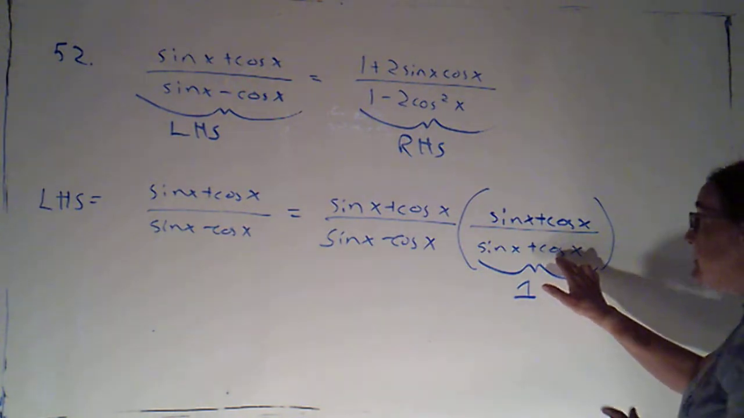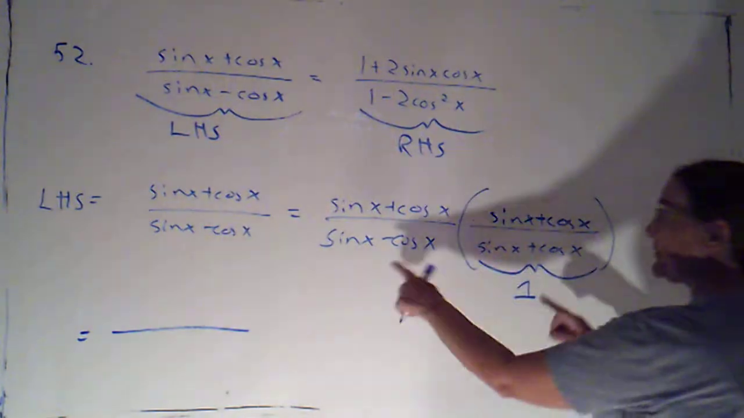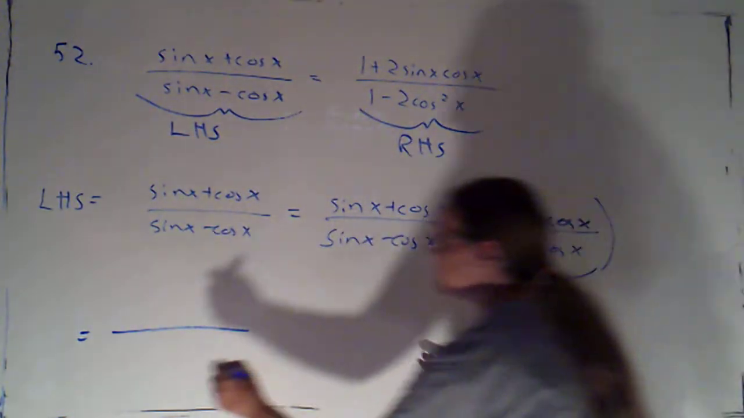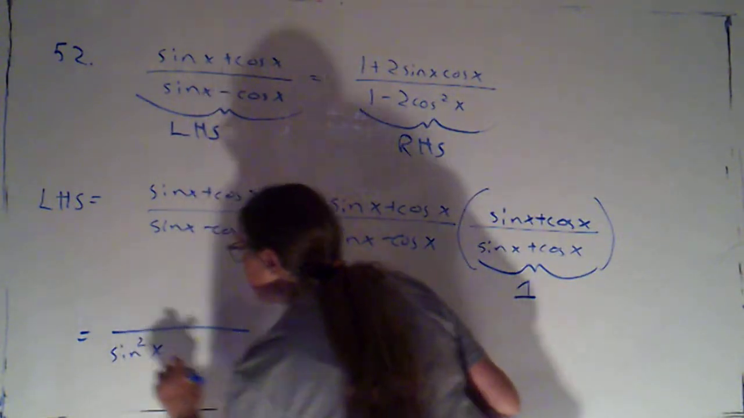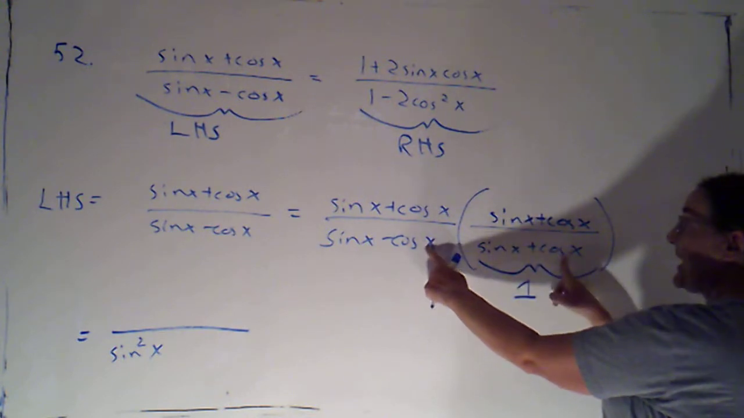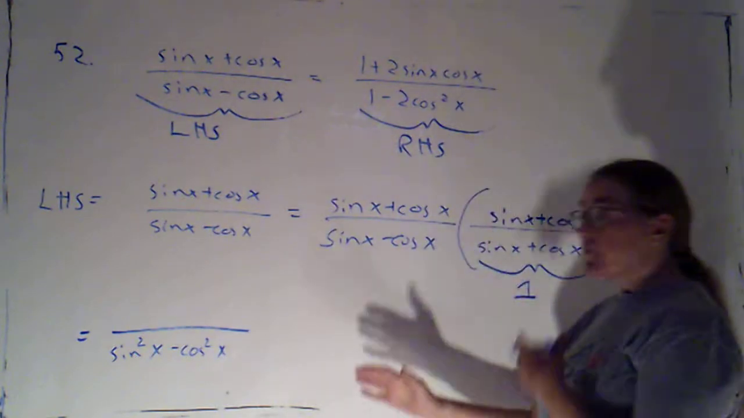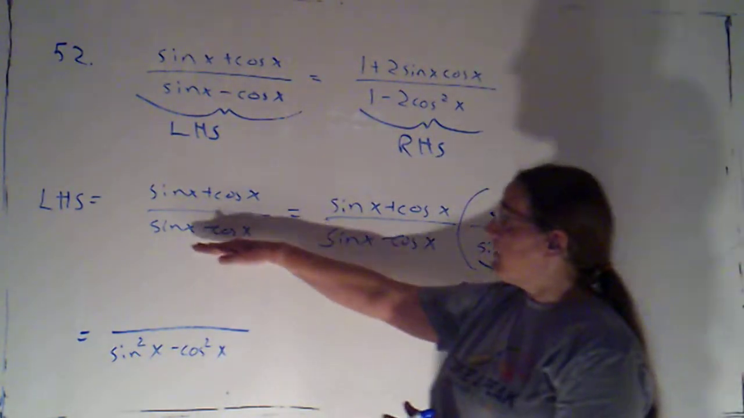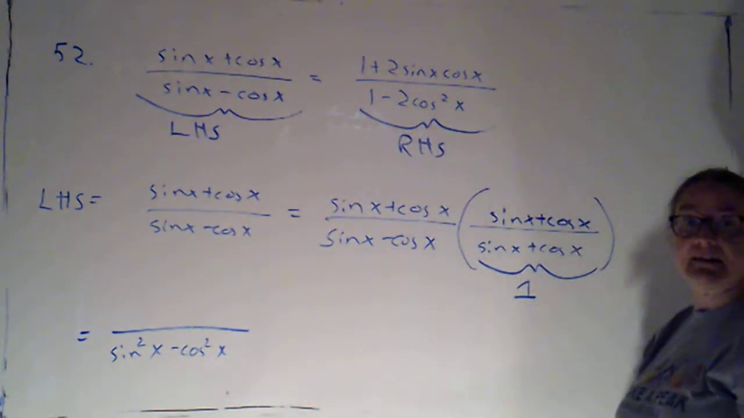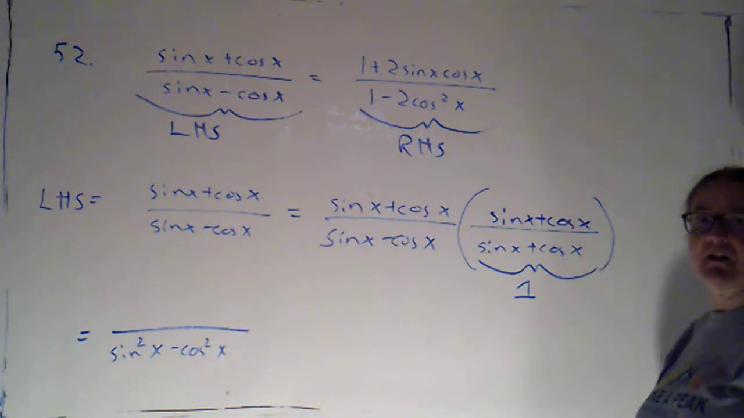Now, the reason I'm doing that is because now I'm going to get on the bottom a difference of two squares. Because when I FOIL, my first terms give me sine squared x. My outsides and insides are going to cancel, and then I get a minus cosine squared x. So that's a way of going from a denominator that doesn't have any squared terms to a new denominator that does have some squared terms. And that difference of squares is often very, very useful.